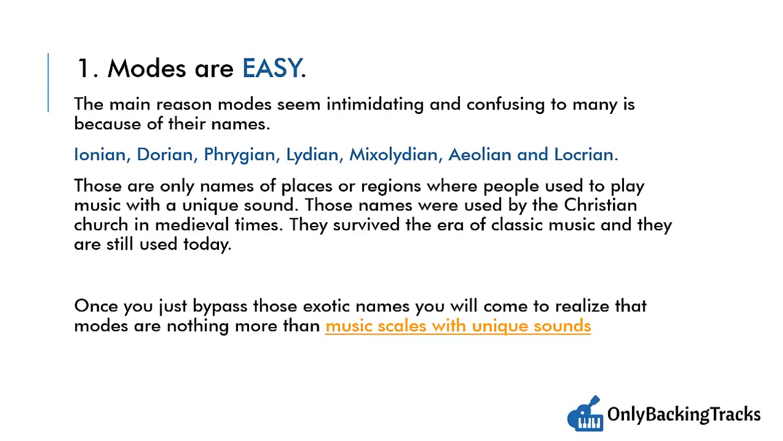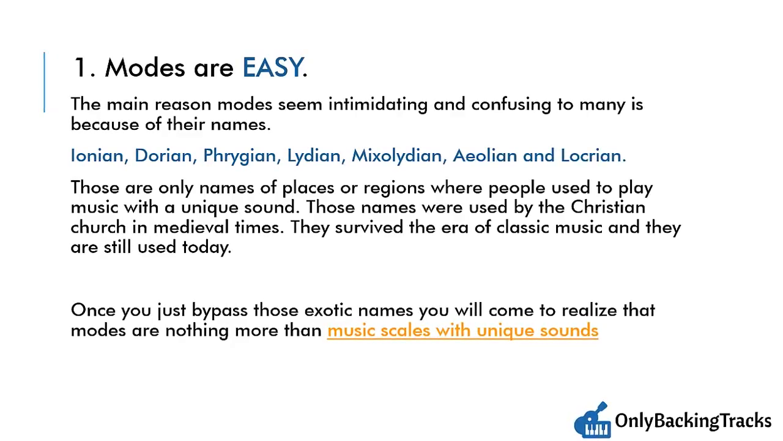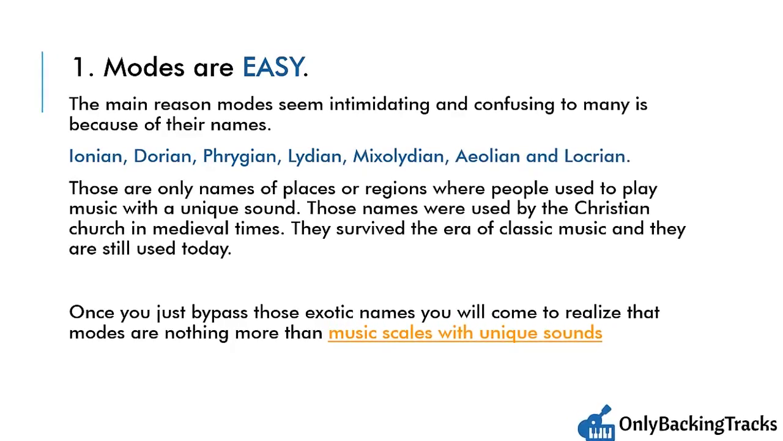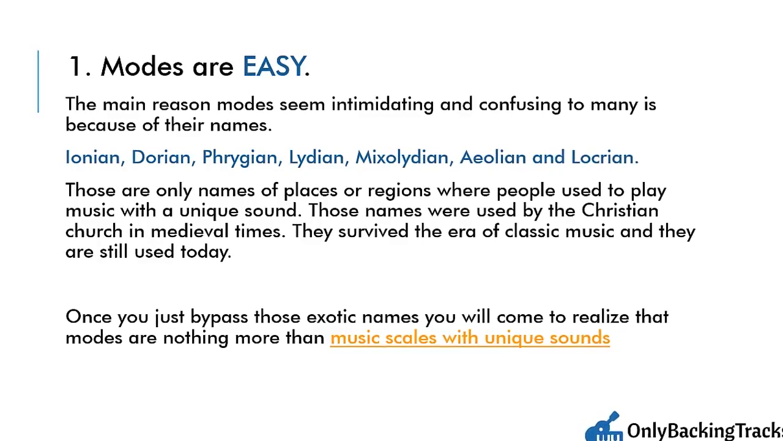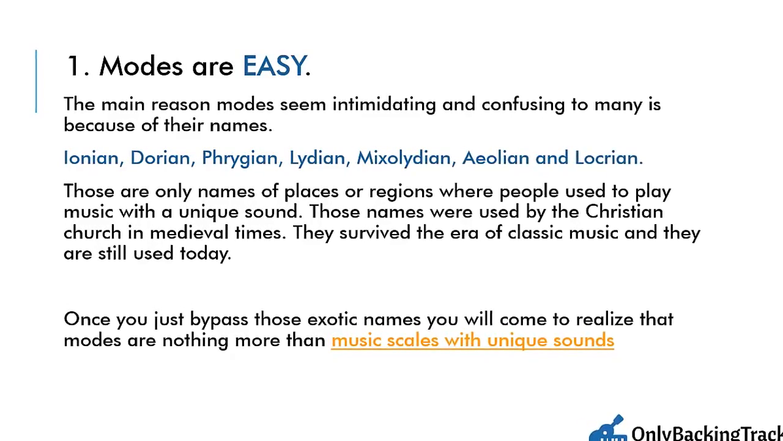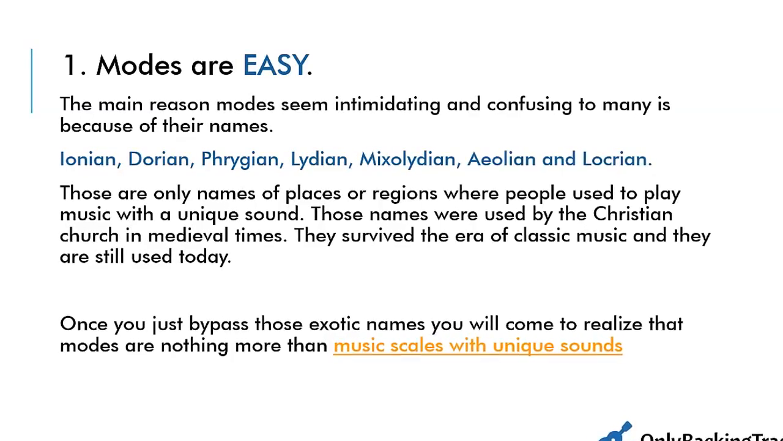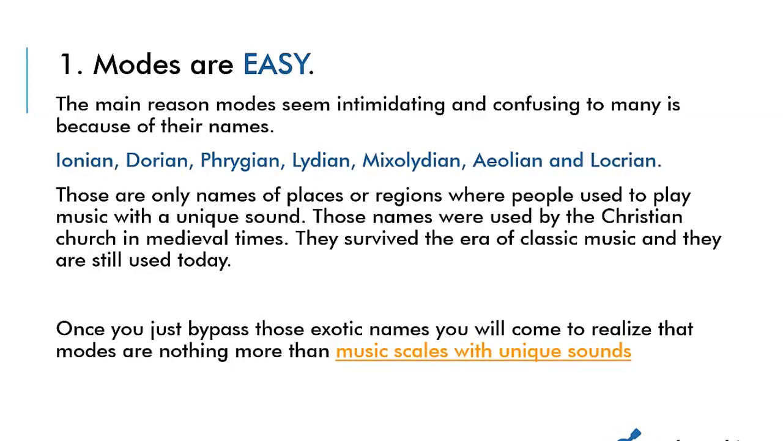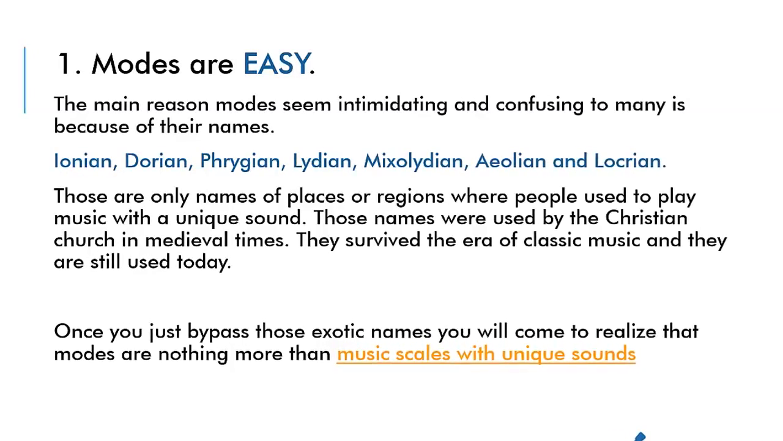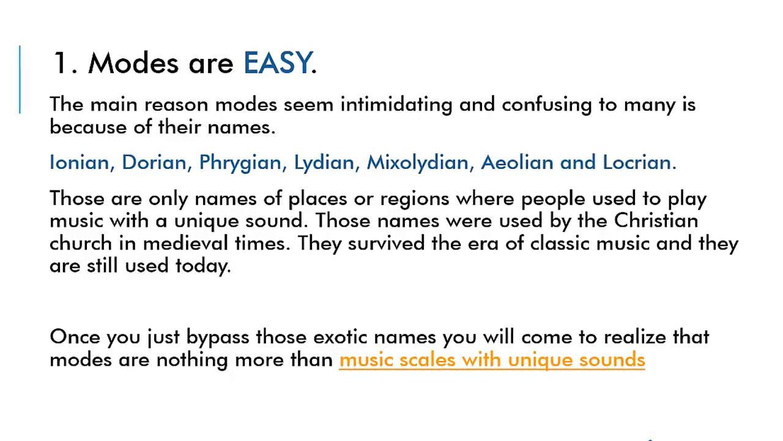The main reason modes seem intimidating and confusing to many is because of their names. Ionian, Dorian, Phrygian, Lydian, Mixolydian, Aeolian, and Locrian. Those are only names of places or regions where people used to play music with a unique sound. Those names were used by the Christian Church in medieval times. They survived the era of classic music and they are still used today.